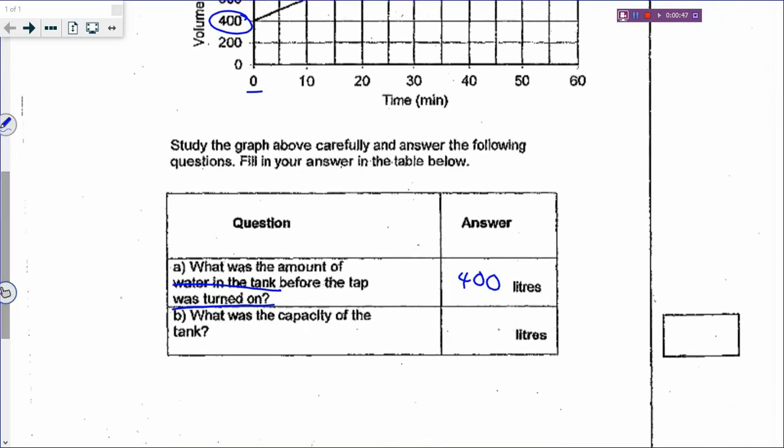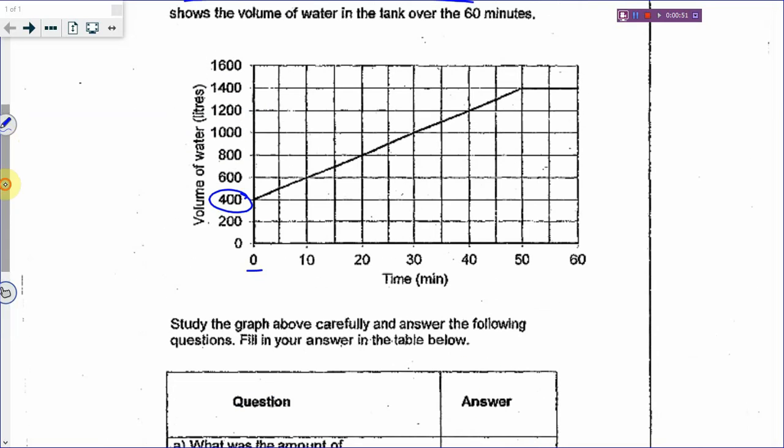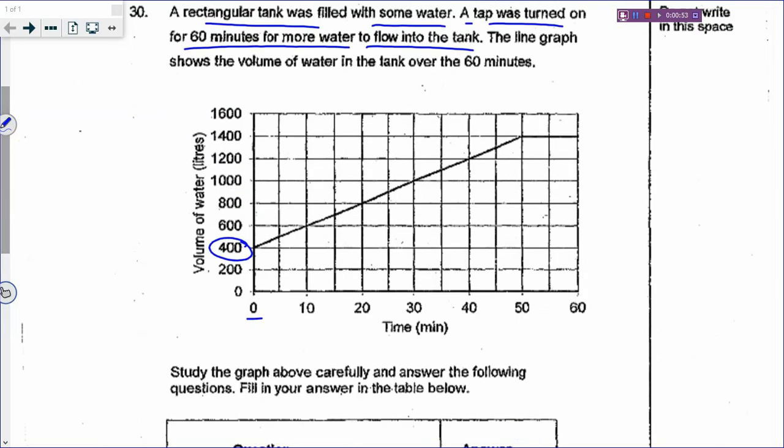And then if you look at part B, what was the capacity of the tank? If you look at the line graph, you can see that the water goes in, and then it increases. The water level increases, and more water goes in, until it comes here. What happened? Then it stops going up, and there's a flat line. Flat line means the water level stays the same.